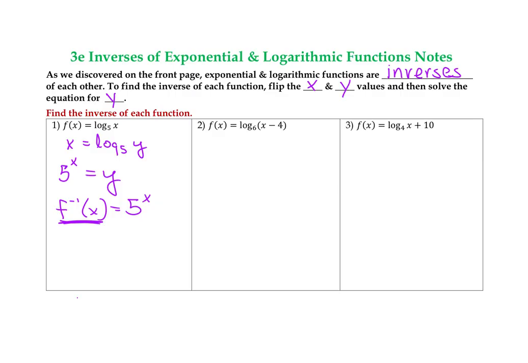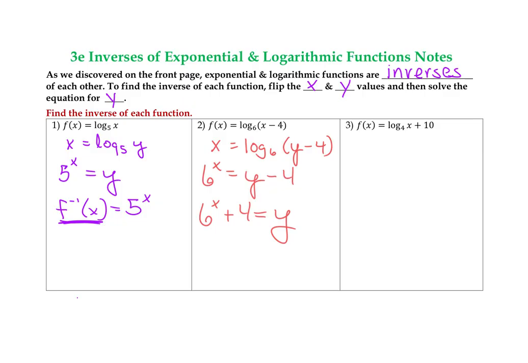Okay, the next one, same thing. I'm going to take my y and make it an x. Log base 6, where the x is, I'm going to put a y. Notice that there's a parentheses around that argument y minus 4, so I can't break it apart until I rewrite it into exponential form. So 6 to the x equals y minus 4. Now I'm going to add that 4 to both sides and get 6 to the x plus 4 equals y, and there's my inverse.